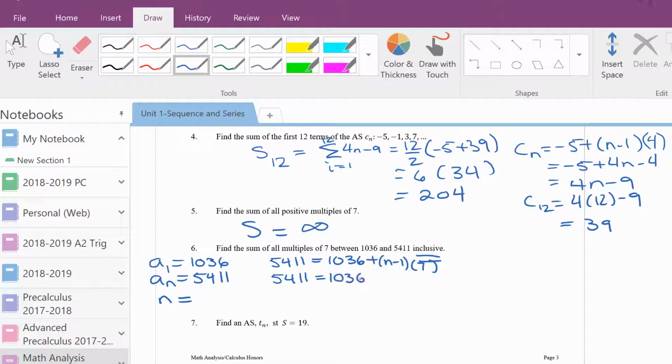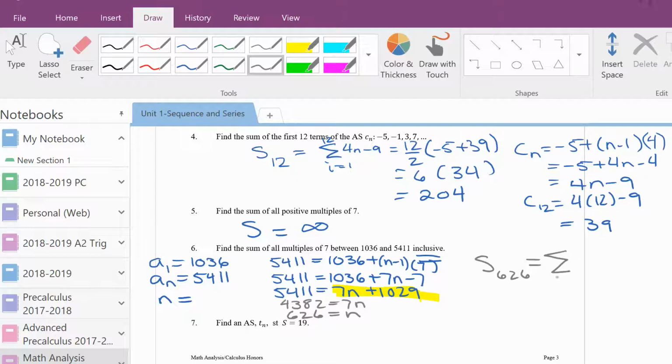So we distribute, combine like terms, and remember, this is our explicit definition right here. So then when we subtract 1,029, we get 4,382. And then when you divide by 7, you get 626 equals n. So that means we're finding the sum of the first 626 terms as i equals 1 to 626 of 7n plus 1,029.